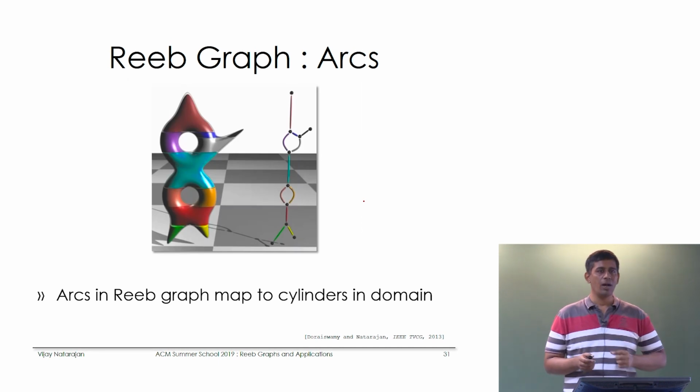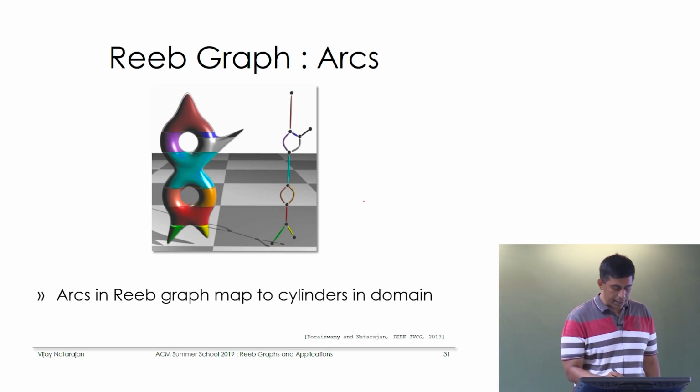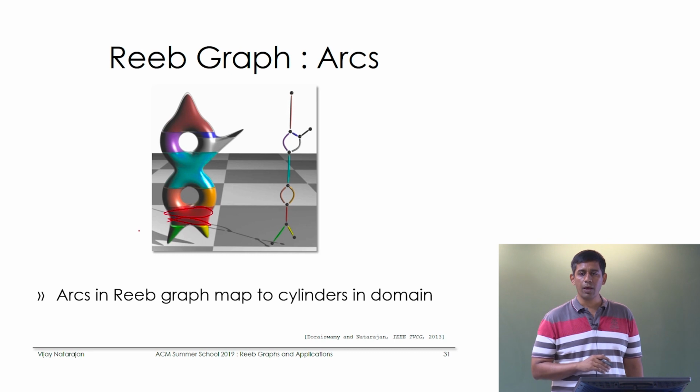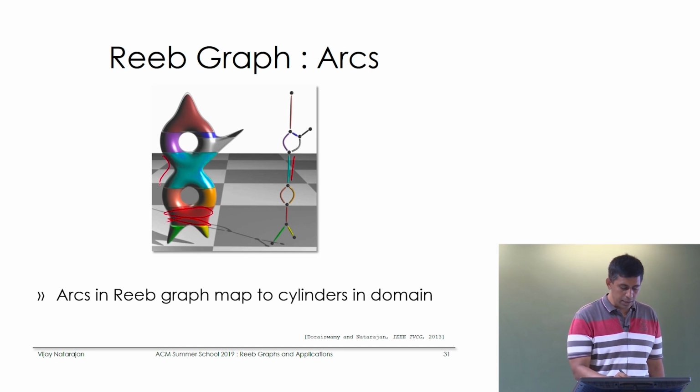These are cylinders, we call them cylinders. These are collections of level sets. So, for example, let us look at the red one. All these level sets have the same topology. They are all disks or circles depending on how the domain is. The same holds for this hourglass cyan cylinder as well. So, every arc here maps to a cylinder here.